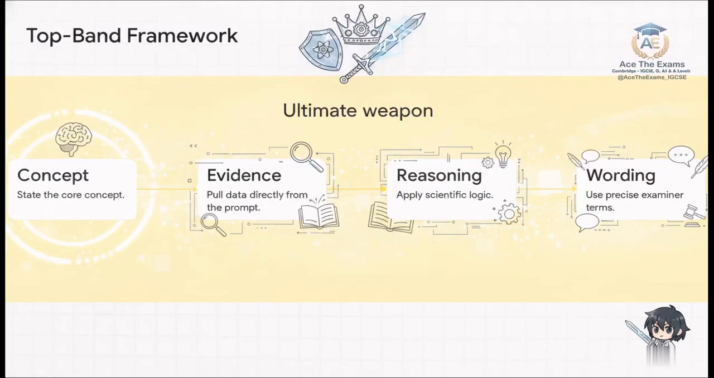So to defeat these topics, you need the ultimate weapon. I like to call it the top band answer framework, and it's built on 4 non-negotiable steps. Step 1, state the core concept. Step 2, pull the concrete evidence or data directly from the question prompt. Step 3, connect those 2 things using your scientific reasoning. And step 4, this is the real kicker, lock the answer in using precise examiner wording. Whenever you're facing a written response, this framework is your shield and your sword.